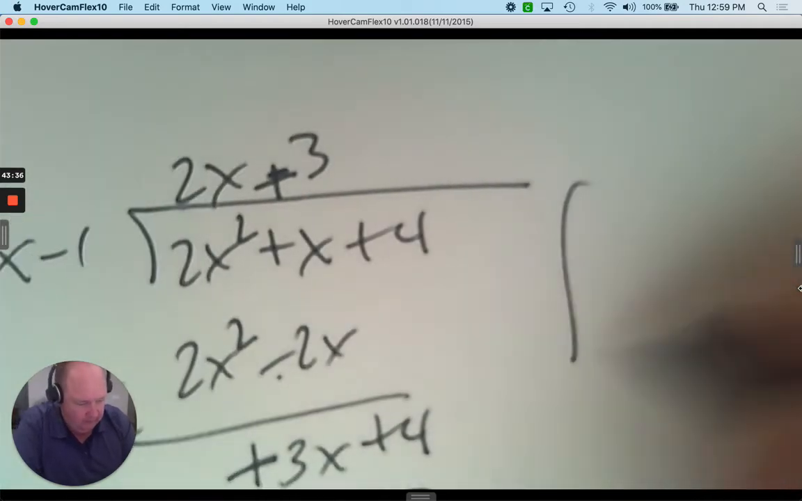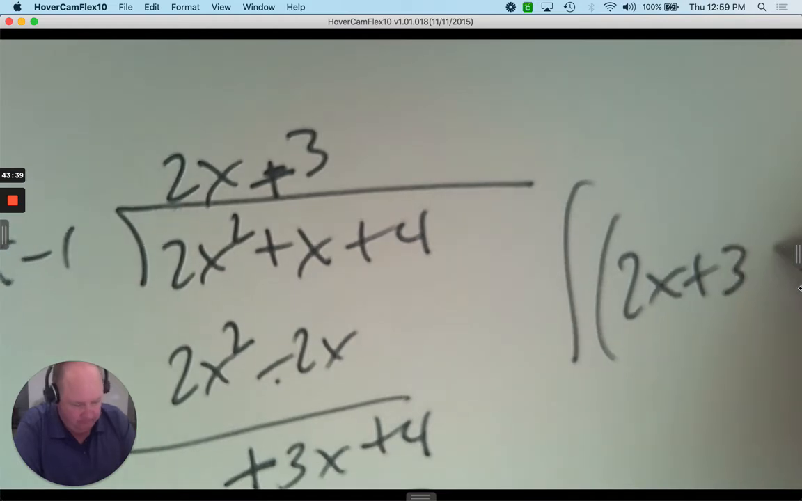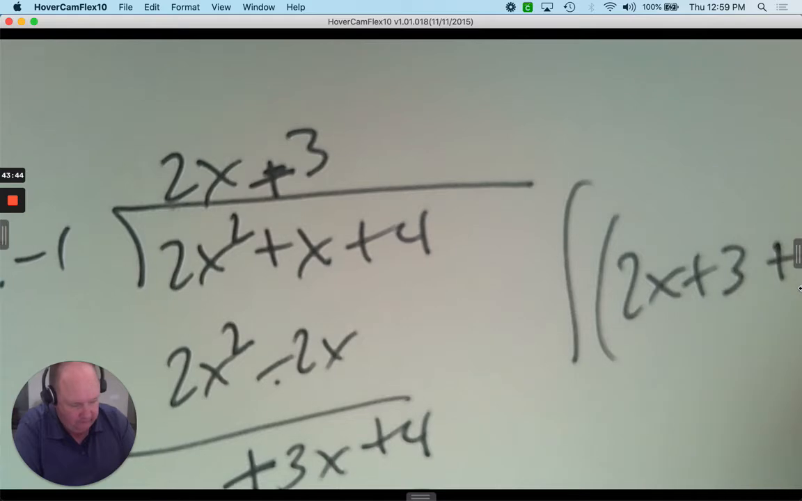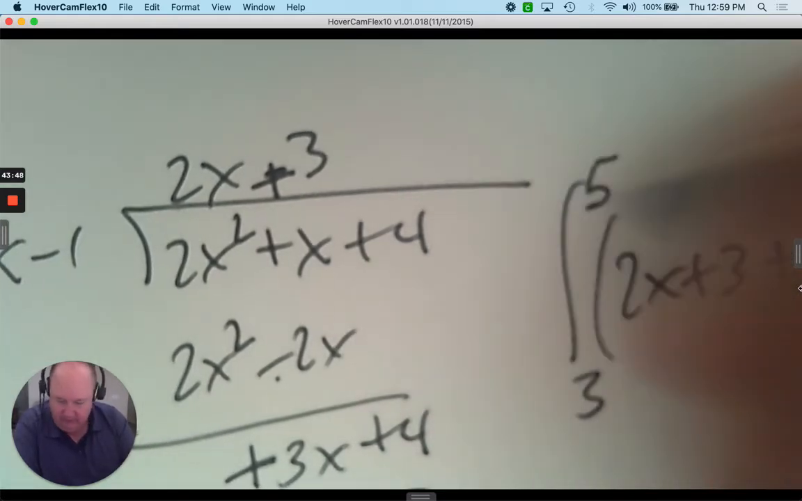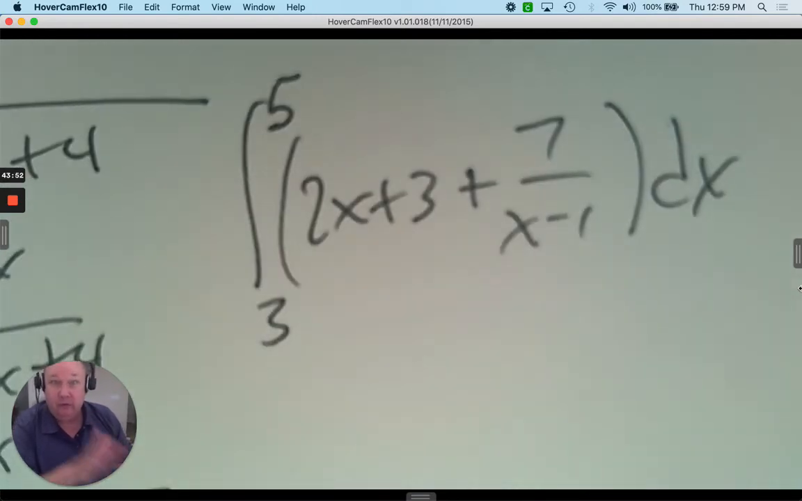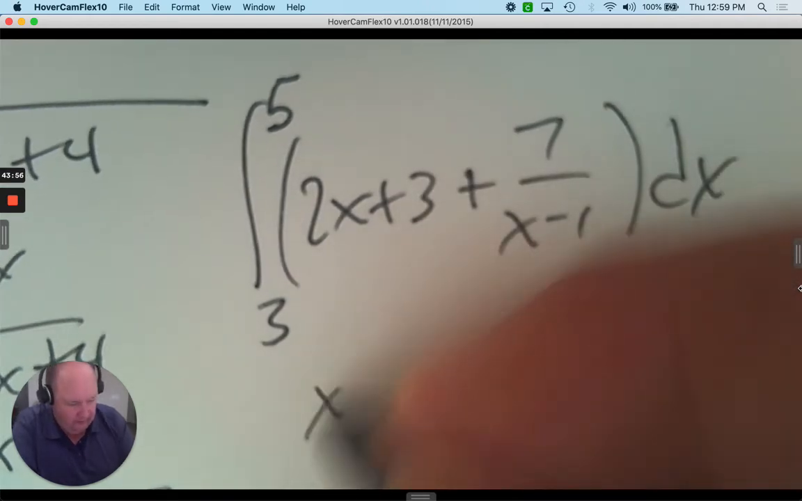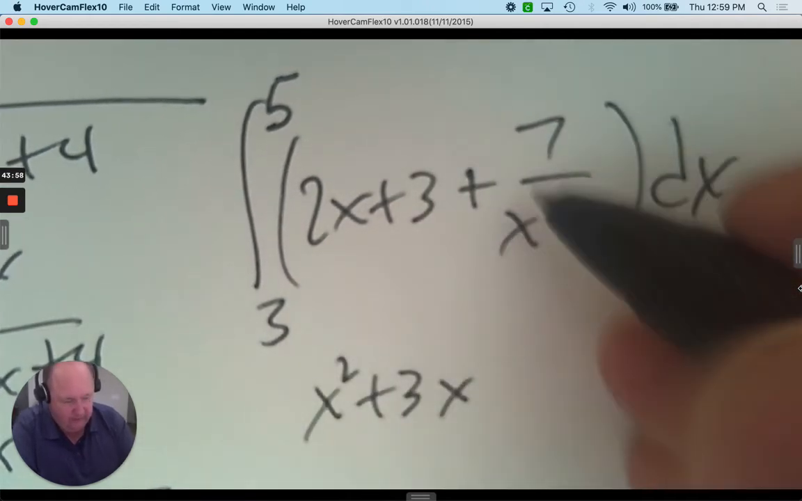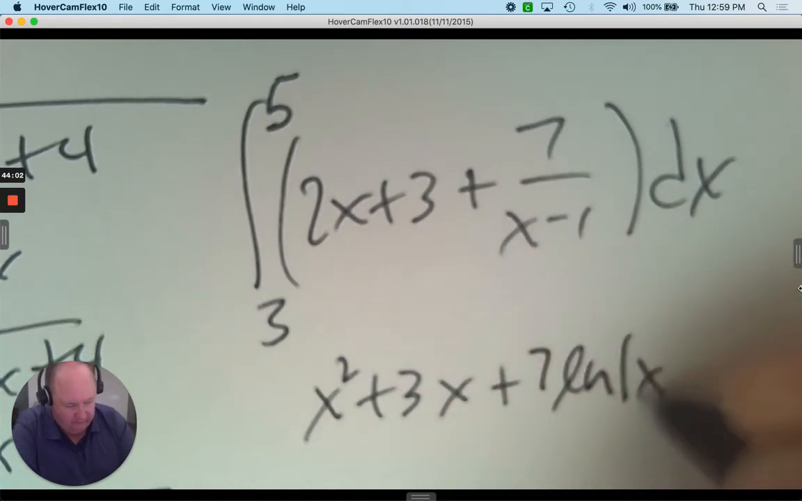So we're integrating 2x plus 3 plus 7 over the divisor. So doing long division. Now this is a definite integral, so we're integrating from 3 to 5. But there it is using long division. If you integrate this, you get x squared plus 3x. This is a logarithm. 7 is going to be in front of the logarithm.